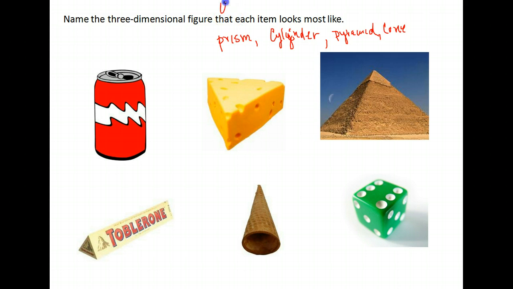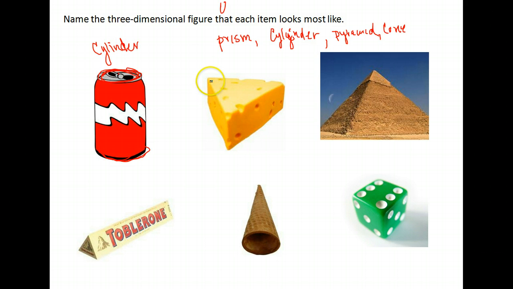Okay, let's look at our first one. First we want to see, okay, it doesn't come to a point at the top, so it's not a pyramid and it's not a cone. Then we look at its bases, so it's either a prism or it's a cylinder. Its bases are circles, so that makes it a cylinder.